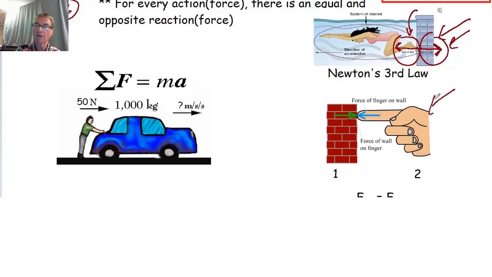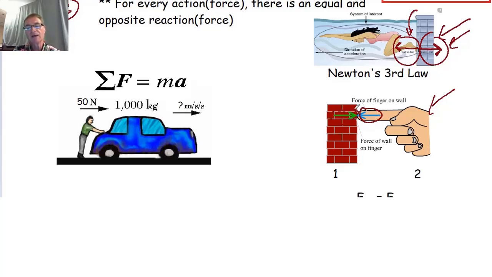Over here on the lower right-hand corner is another example of that. If I take my finger and push it against the wall, what does my finger feel? Well, it feels something, and the reason is that the wall is pushing directly back on my finger. It's trying to compress my finger. So here's one force, and here's the other force.